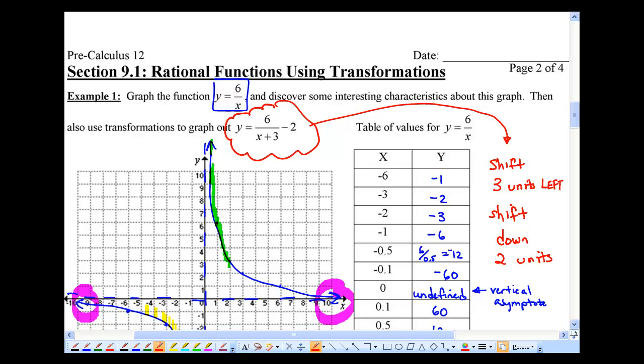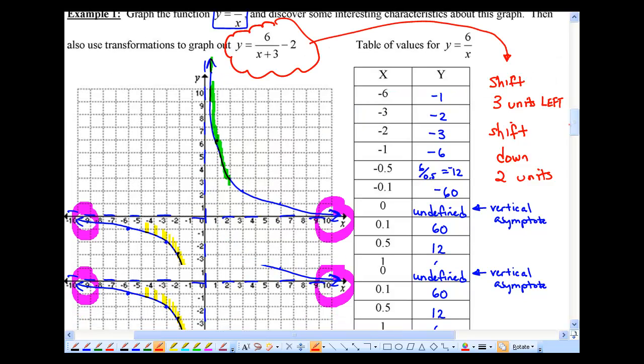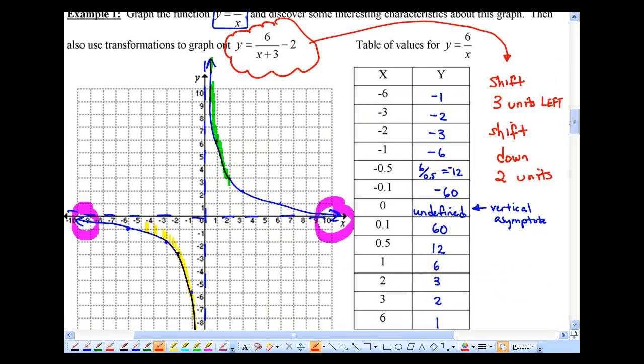Now you can go ahead and make a table of values again, but I'm kind of lazy, so all I'm really going to do to help me sketch out this graph is shift the actual asymptotes, and that will give me a good indication of where things should be. Think about it. If I shift my vertical asymptote of x equals 0 three units to the left, it'd now be at negative 3. And if I were to shift the horizontal asymptote at y equals 0 down 2 units, it'd now be at y equals negative 2.